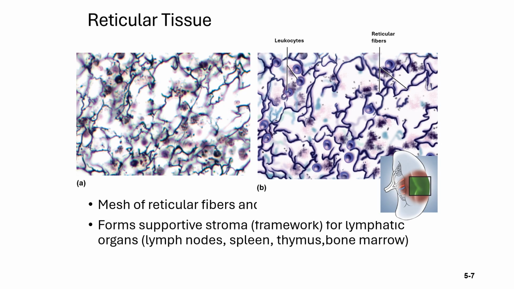Reticular tissue is a type of loose connective tissue. It consists of a mesh of reticular fibers and fibroblasts. It forms the main supportive framework for lymphatic organs. It is found mainly in the lymph nodes, spleen, thymus, and bone marrow.